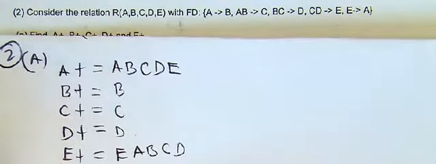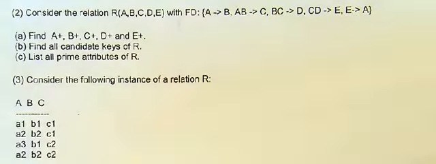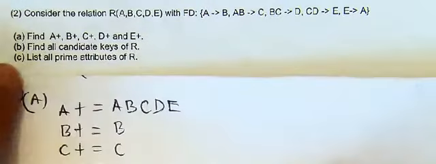Now for the next question, list candidate keys. Well, we can do that here. Here, let's put the B here.